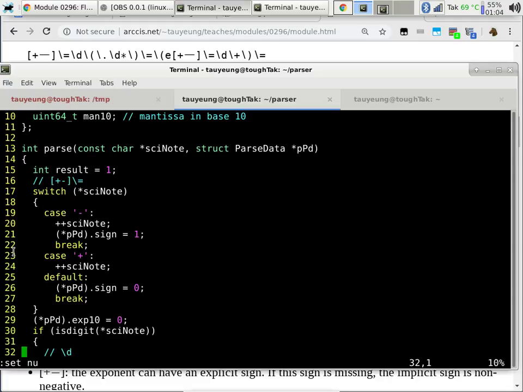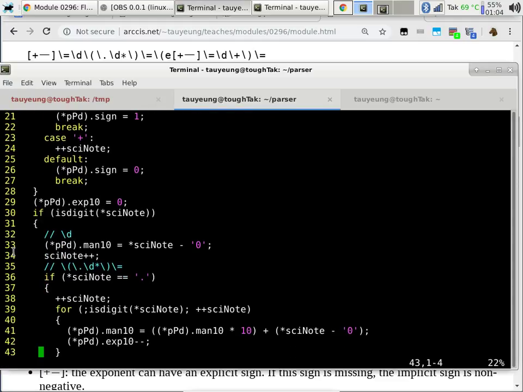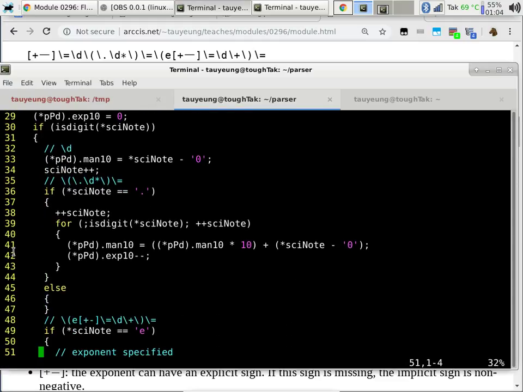Line 29 is just an initialization because all structures are uninitialized. Unlike in C++, there's no constructor. In other words, if I don't do this initialization on line 29, then the exponent in base 10 is some random number. I don't know exactly what it is. It's just whatever thing was occupying that piece of memory in the computer at that time.